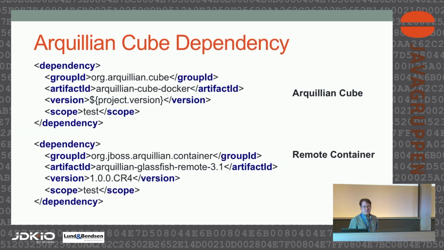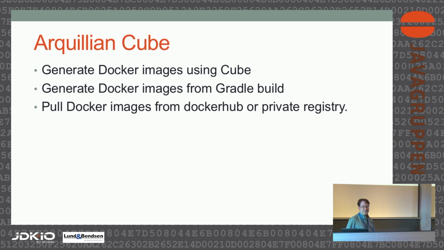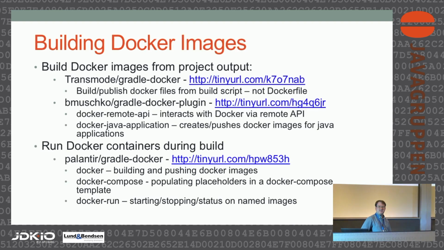Okay, so pulling in Arquillian Cube is fairly simple. In this case, right here, I pull in Arquillian Cube, and I make sure, because I'm now not going to be running my tests embedded within the same JVM, I'm going to be using the remote container. I pull in the remote container. Now, there's several different ways of generating the Docker images that are used for these tests. You can either define it inline with the Docker Compose file format, or you can use a Gradle or Maven plugin to generate the images that you're going to use in the tests.